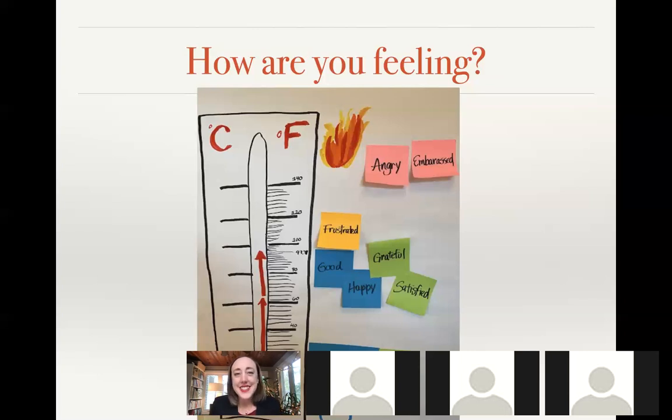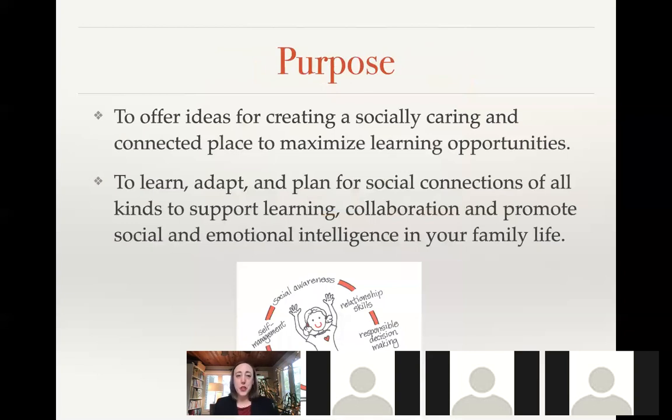I'll model and say that I'm feeling excited to talk about this topic. I think the social environment is one that is a big worry for parents right now, and I think that we need more support around this. So I'm really delighted to be sharing in this conversation with you. The purpose of today is very much to offer you very concrete ideas for creating a socially caring and connected place, whether it's in your home or in your school, or a kind of mix or hybrid of both, to maximize learning opportunities.